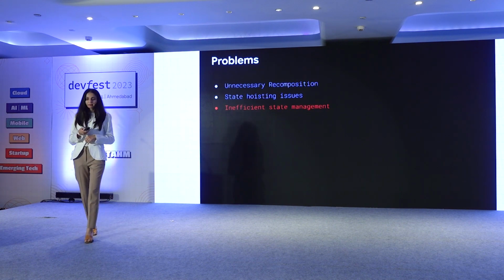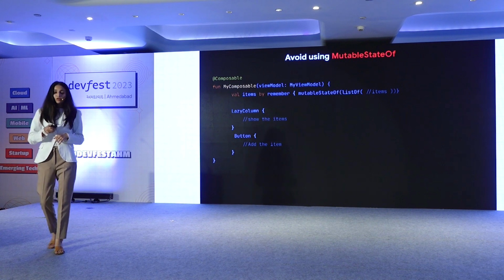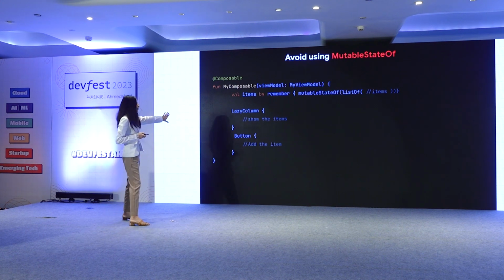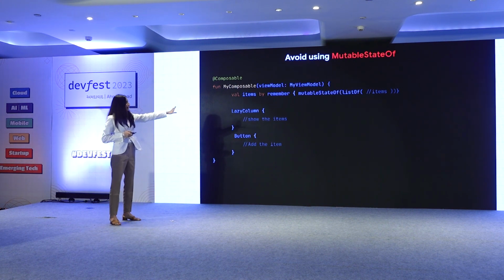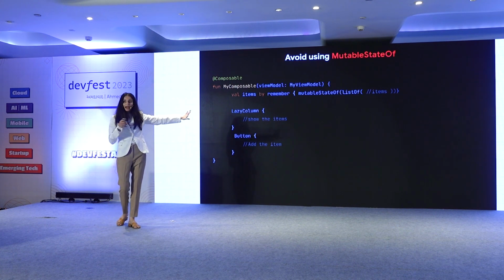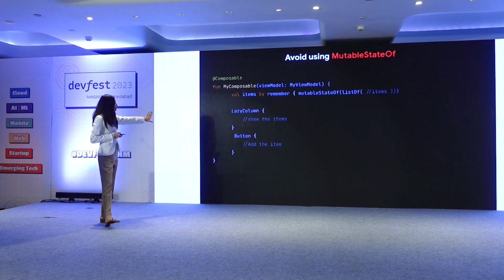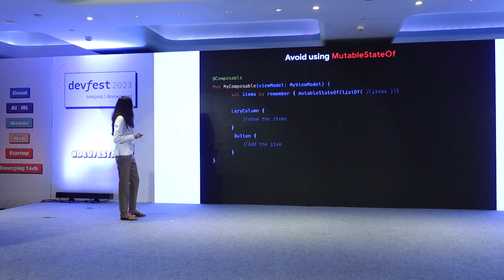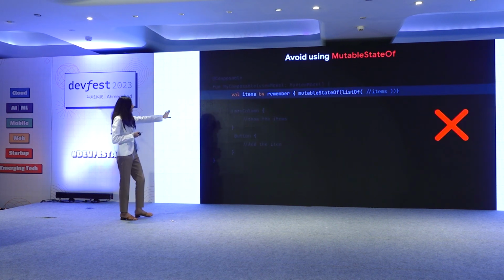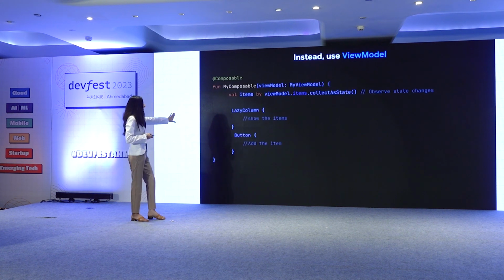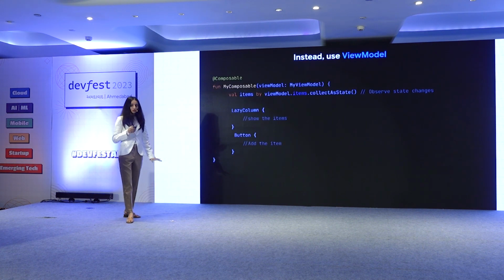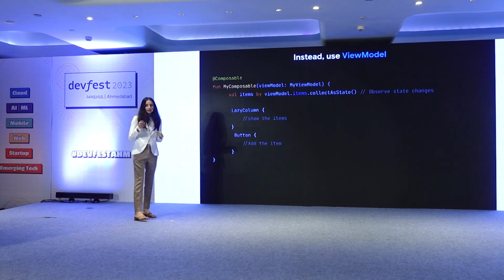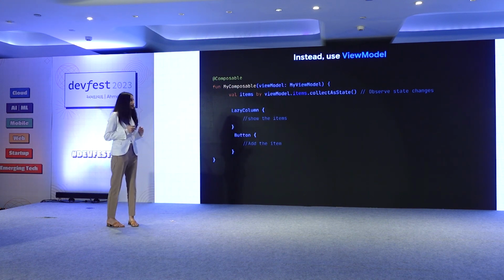Inefficient state management. For that, we need to avoid using mutableStateOf. Suppose this is my composable function. I have used remember and mutableStateOf, and I have a list of a large number of items. We cannot use this, as it will really degrade the performance. We shouldn't do this. Instead, we should use the view model, and we should use observeAsState or collectAsState. observeAsState is used with LiveData, and collectAsState is used with StateFlow.